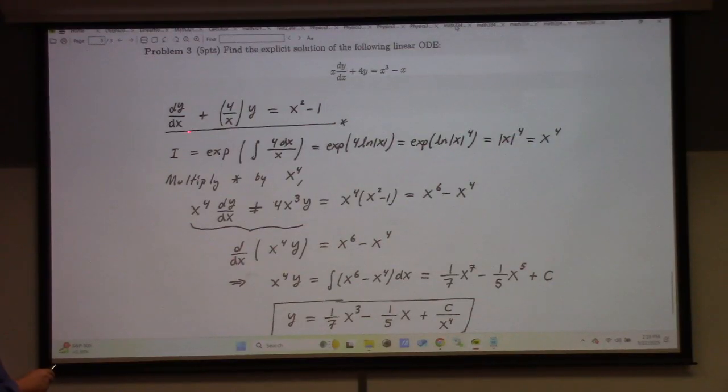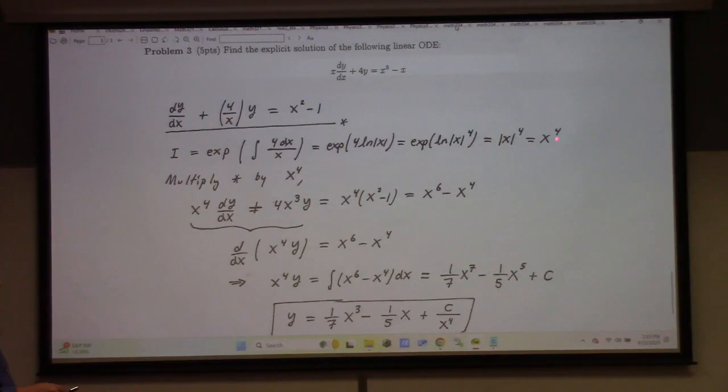Since it's a linear differential equation, we use the integrating factor technique, multiply by the exponential of the integral of the coefficient function to y, which in this case is 4 over x. That gives us 4 natural log of x, but we can simplify that to the absolute value of x to the 4th, which is just x to the 4th.